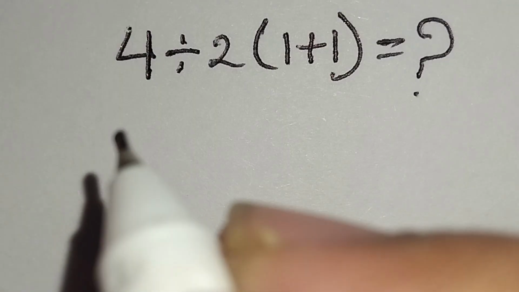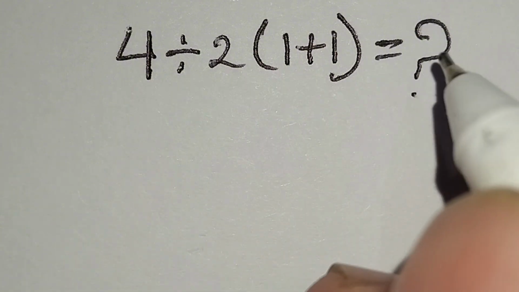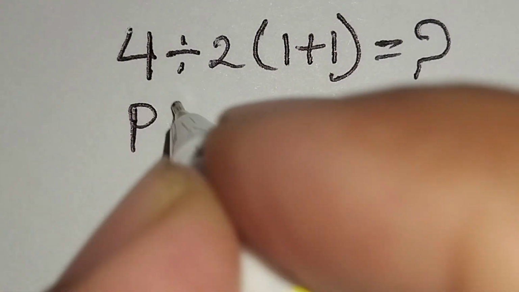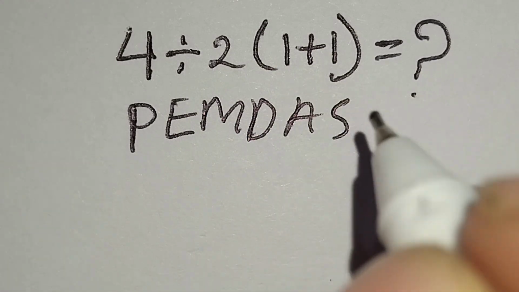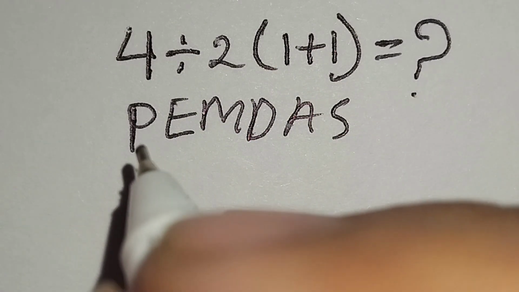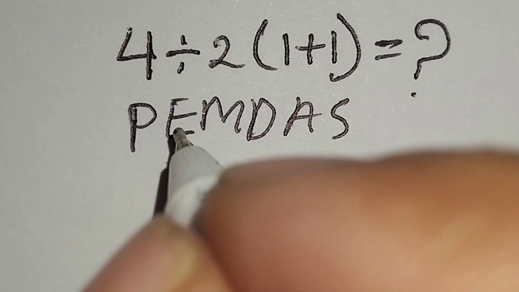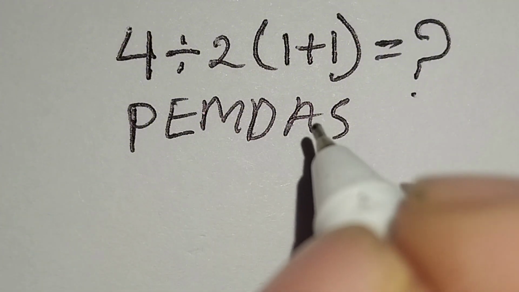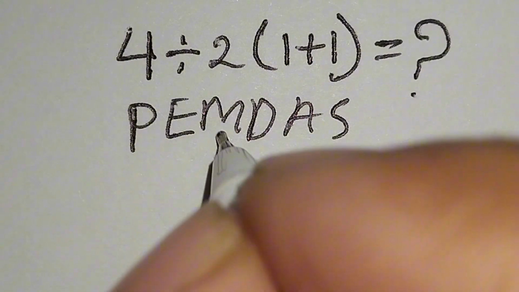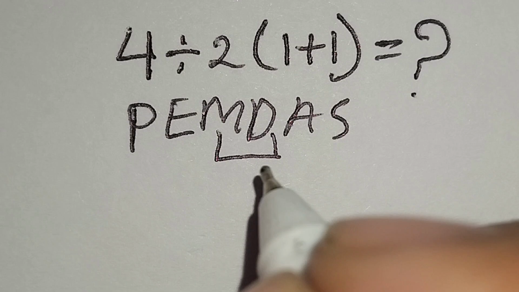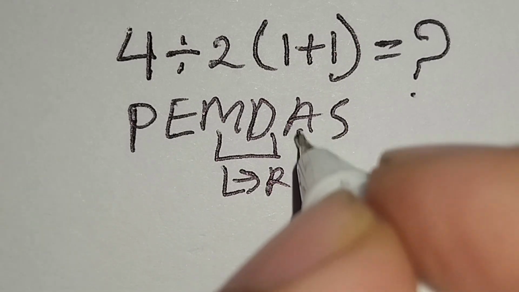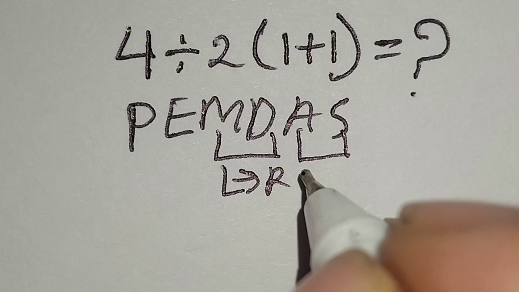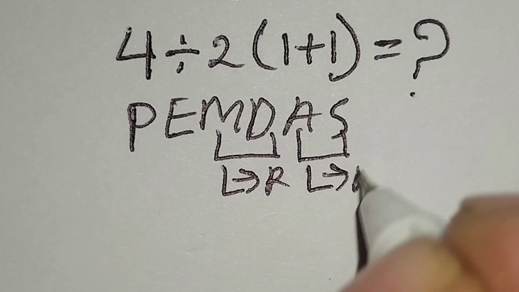Now I will apply the PEMDAS rule to solve this math correctly. PEMDAS, PEMDAS. According to the PEMDAS rule, at first we have to work with parentheses, then exponents, then multiplication or division, then addition or subtraction. Remember, multiplication and division have the same priority, so we have to work left to right. Addition and subtraction have the same priority, so we have to work left to right also.